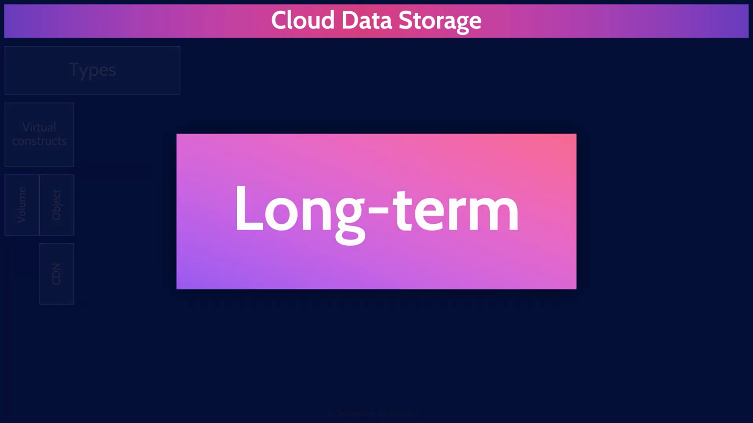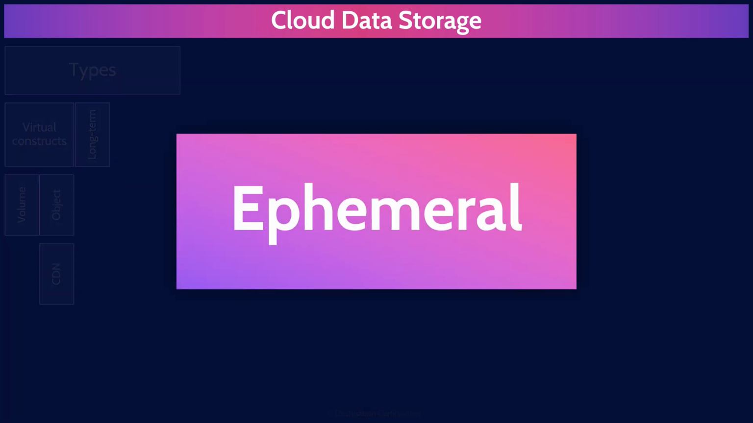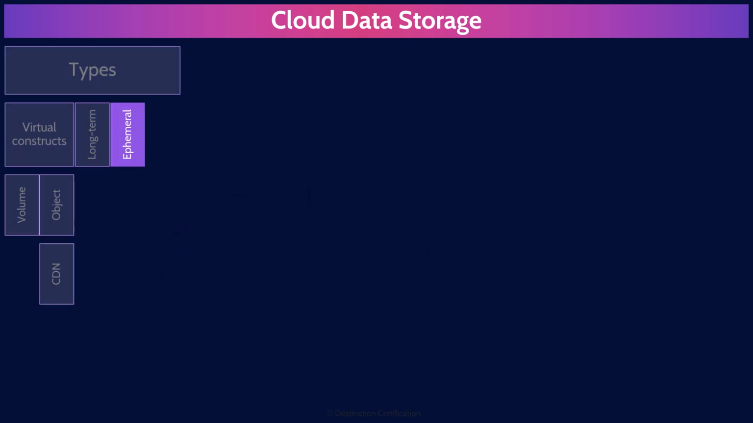Long-term storage is designed for storing data that needs to be retained over, you guessed it, a long period of time. Examples include backups, archives, and compliance data. Long-term storage solutions are optimized for durability and cost efficiency rather than speed. Ephemeral storage refers to the temporary storage that exists only for the duration of a session or instance. When the instance is terminated or stopped, the data stored in ephemeral storage is lost. It disappears into the ether. Poof, gone forever. So ephemeral storage is temporary storage attached to a VM or something else.